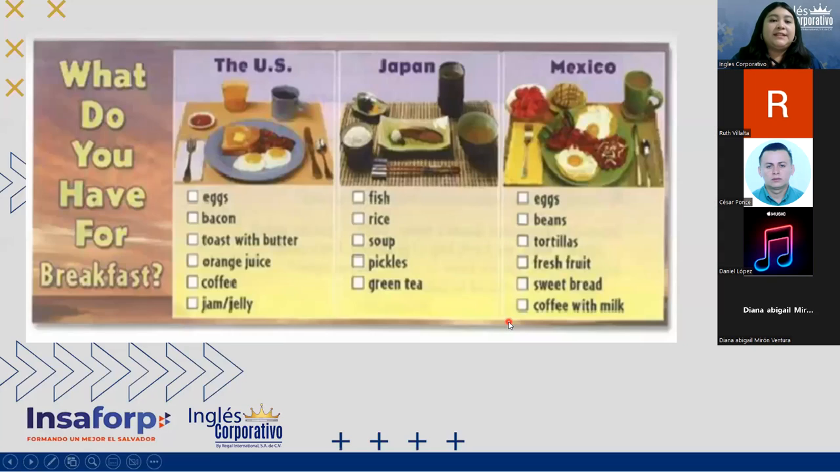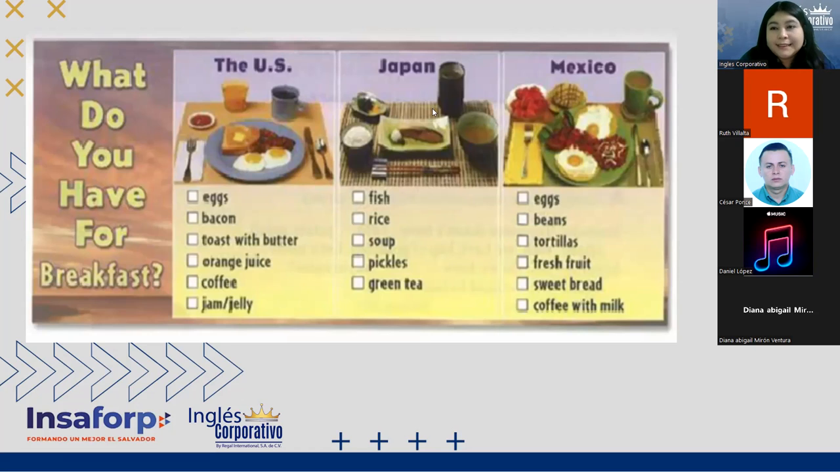So let's check, what else do we have for today's class? Let's see the following. What do you have for breakfast? We have the US, we have Japan, we have Mexico. The US, they eat eggs, bacon, toast with butter, orange juice, coffee, jam, or jelly. Aparece jam or jelly, aunque ambas son mermeladas de frutas, all right? Aparecen así porque a veces las personas los llaman jam y otras veces jelly, right? De hecho, es más común en Inglaterra llamarlo jelly, right? So, there you go. Para eso se les ponen los dos tipos de vocabulary.